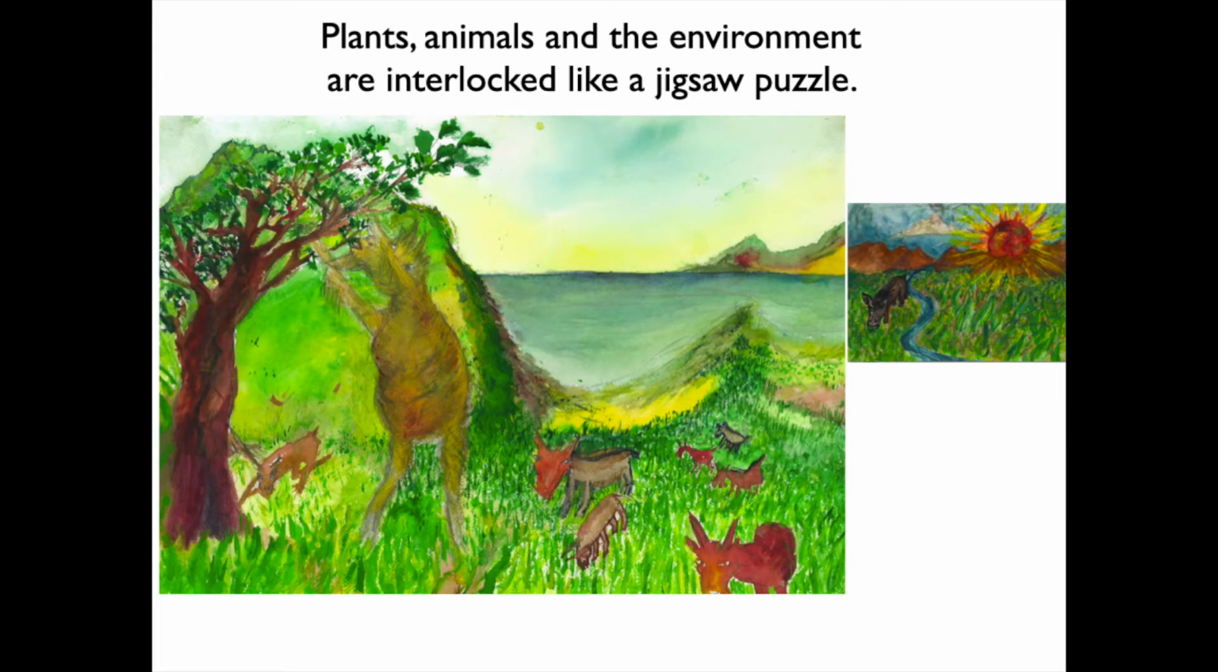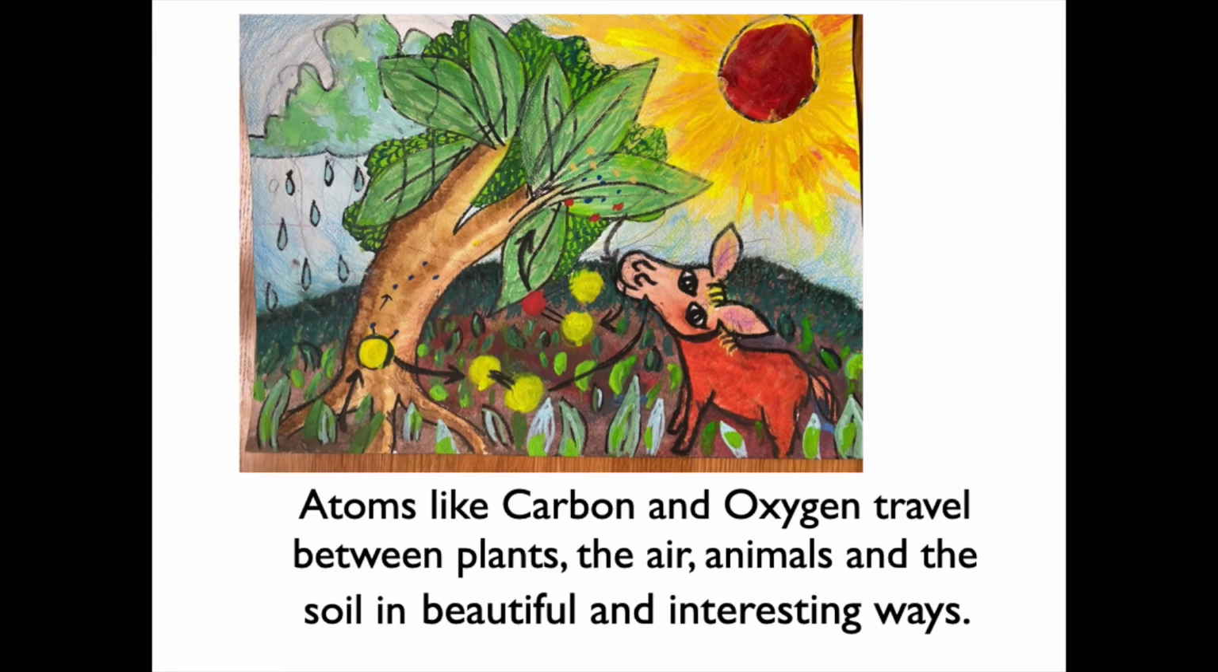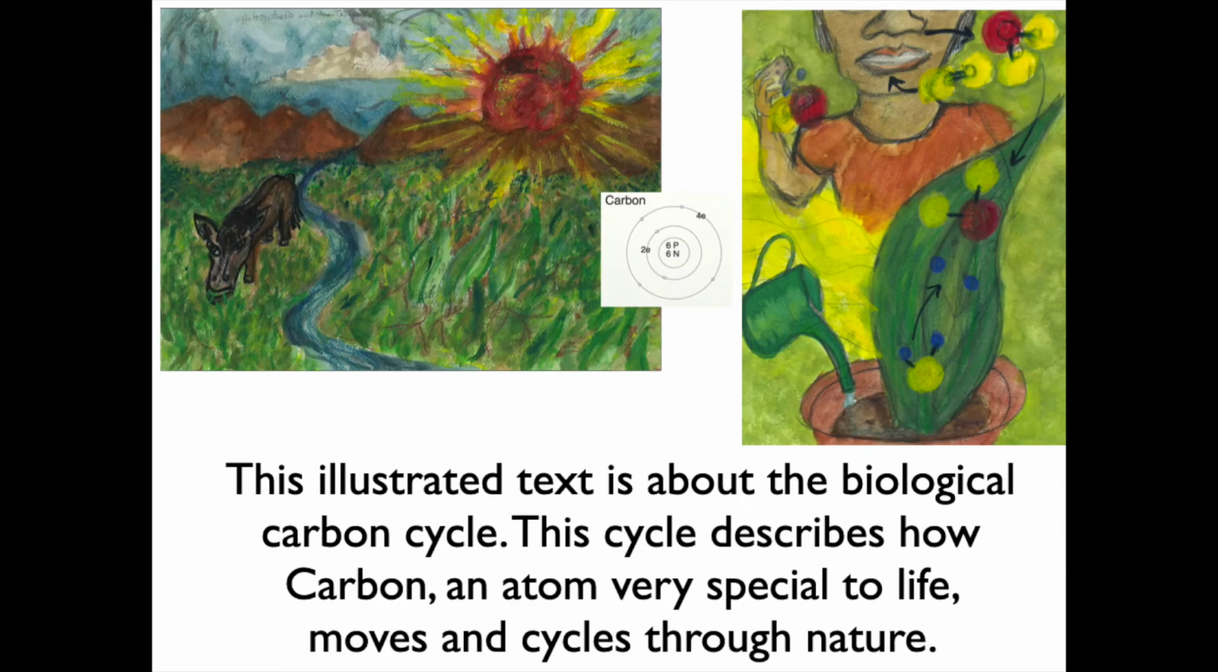Plants, animals, and the environment are interlocked like a jigsaw puzzle. Atoms like carbon and oxygen travel between plants, the air, animals, and the soil in beautiful and interesting ways. This illustrated text is about the biological carbon cycle. This cycle describes how carbon, an atom very special to life, moves and cycles through nature.